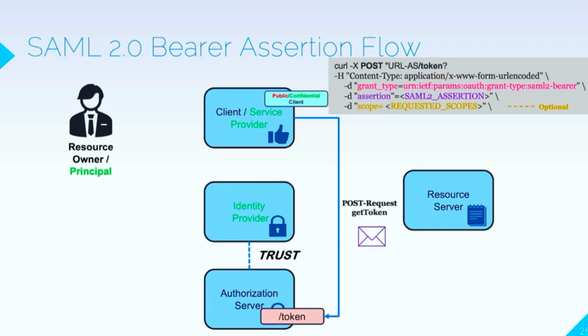Optionally, the request can include a scope parameter for fine-grained access control. If the client is confidential, credentials such as client ID and client secret are also included in the request.